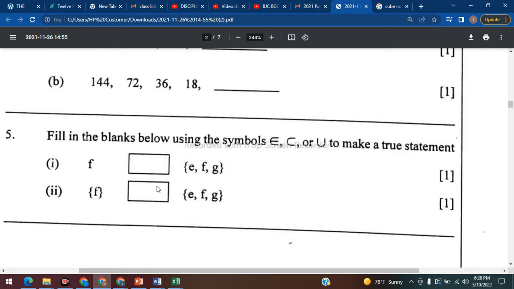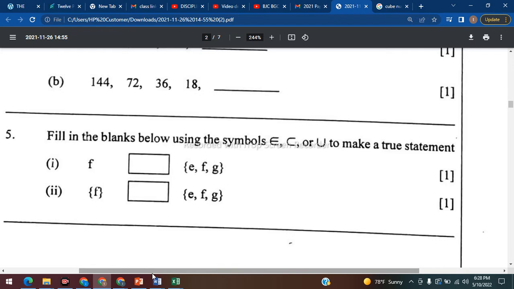Wait, isn't this one in brackets indicating that it's a subset of? Oh, that's a symbol? Oh, sorry. This in brackets means that the set F is a subset. This is a set, and this is an element. Think about it. When you have the curly bracket, that means it's a set.